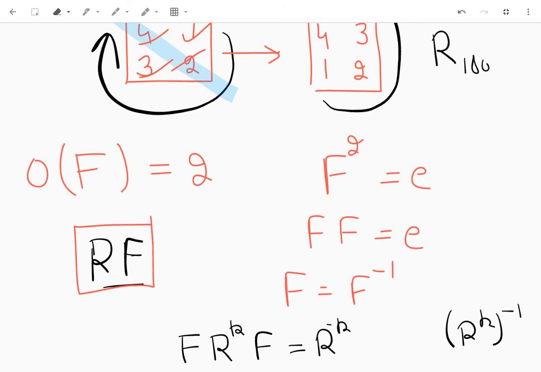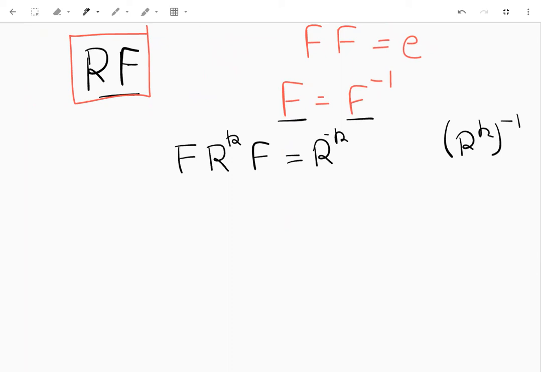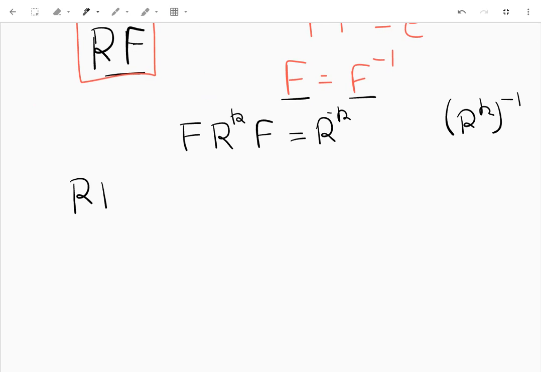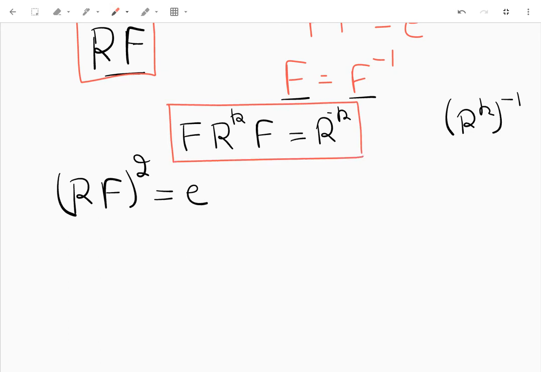Okay? Now since it is a flip, and we know, look, the square of a flip is identity. That means a flip is its own inverse. So from here, I can conclude that (RF) squared will be identity. And now, finally, we can begin the proof of this. And how I'll prove this is by using the principle of mathematical induction. All right.